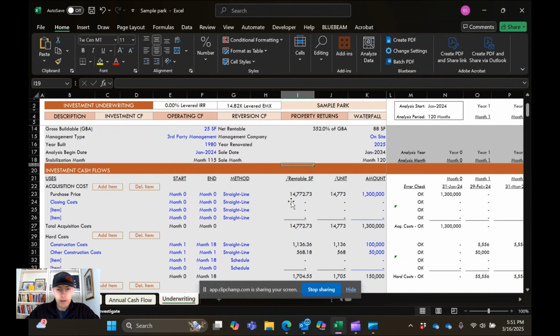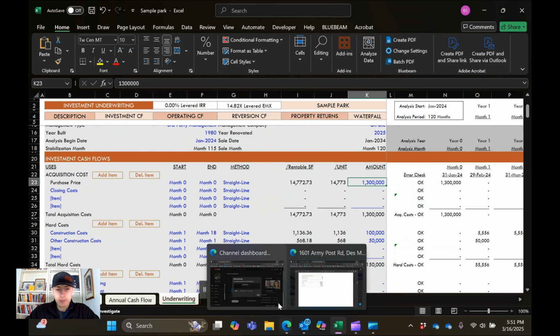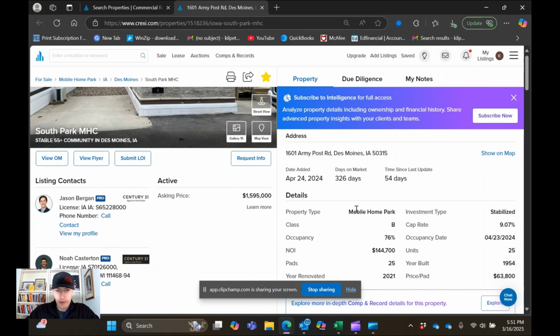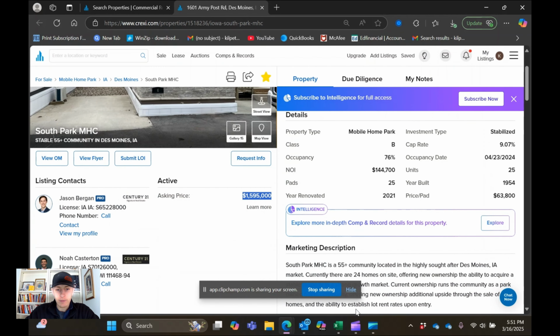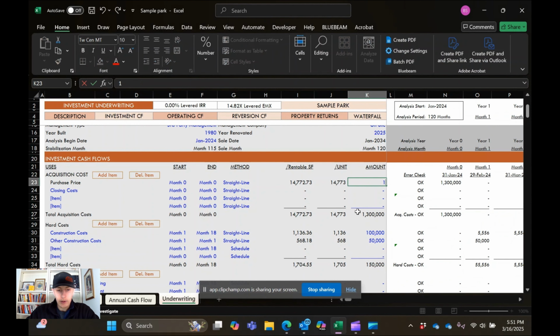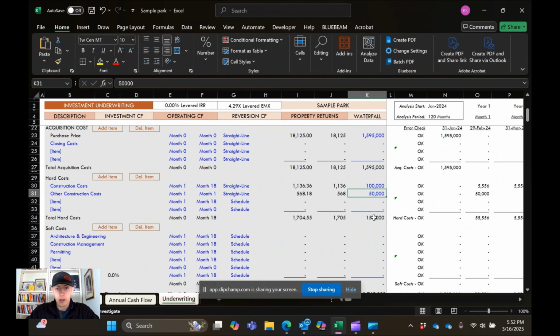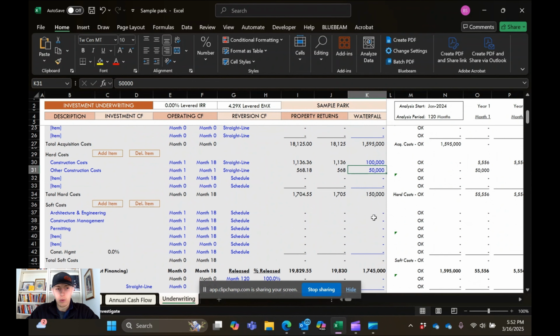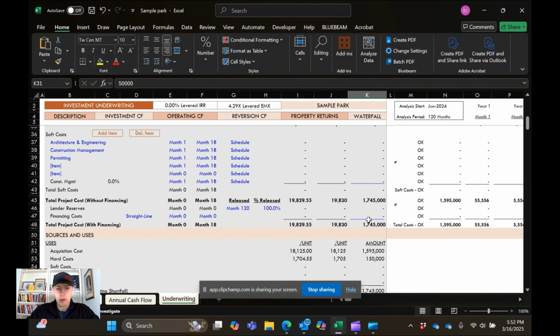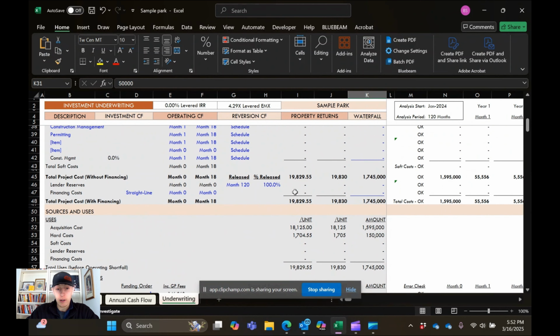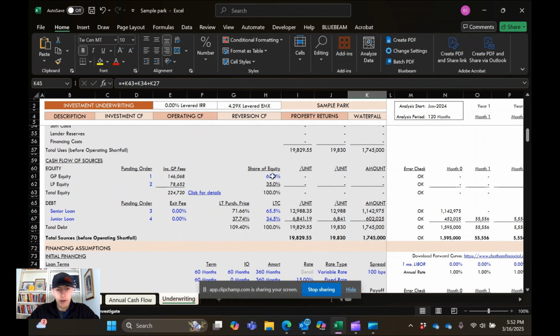So let's see here. Purchase price. They wanted 1.595. 150,000 extra. So this is just for any capex, working capital, reserves, and then a $50,000 acquisition fee, or that can be zero or whatever. I just put that in there. So total cost 1.1745. It's our total costs.